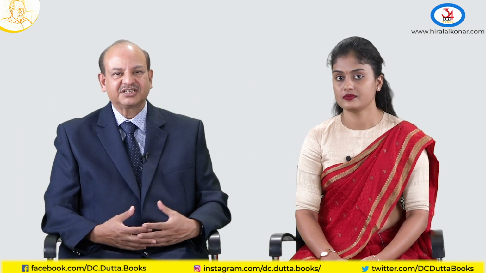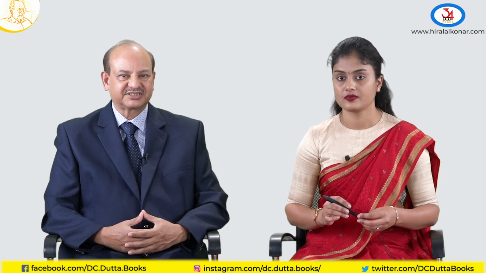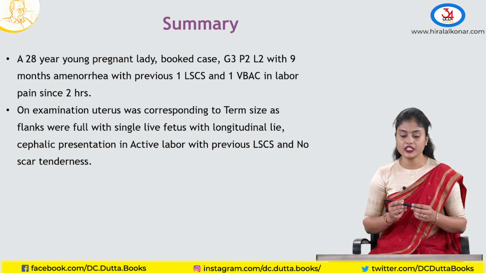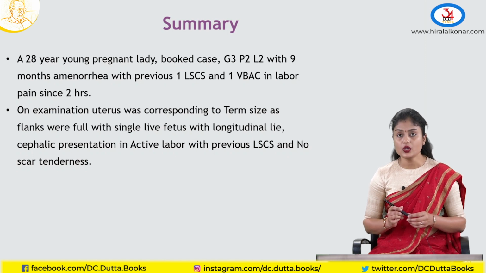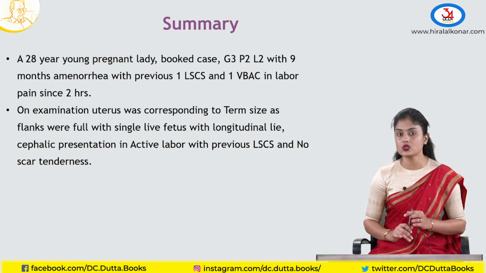After such a long presentation, we need to have a summary of the case before we come to the provisional diagnosis. Coming to the summary, a 28-year-old lady, booked case, 3rd gravida with para 2 living 2 with 9 months of amenorrhea, with previous 1 caesarean section and 1 vaginal birth after caesarean, in labor since the last 2 hours. On examination, she corresponded to term size with flanks full and single live intrauterine fetus with cephalic presentation, longitudinal lie, in active labor with previous LSCS and no scar tenderness.